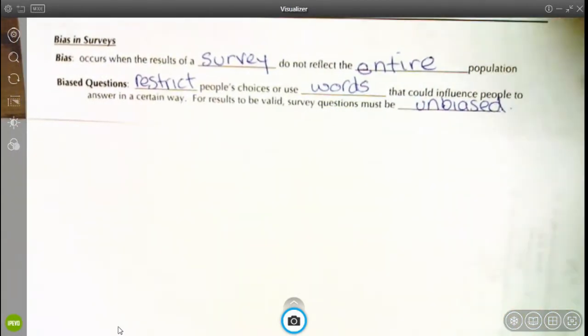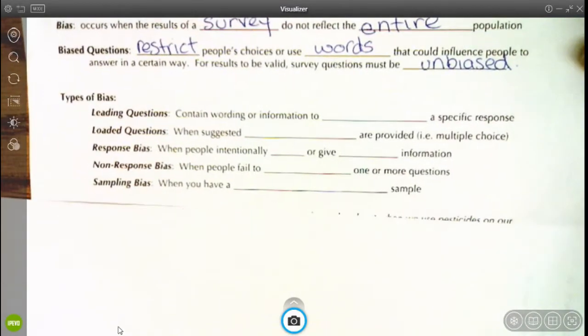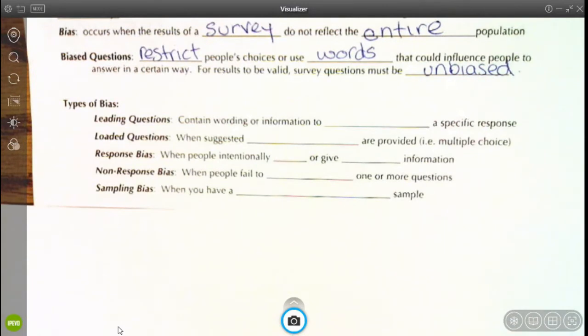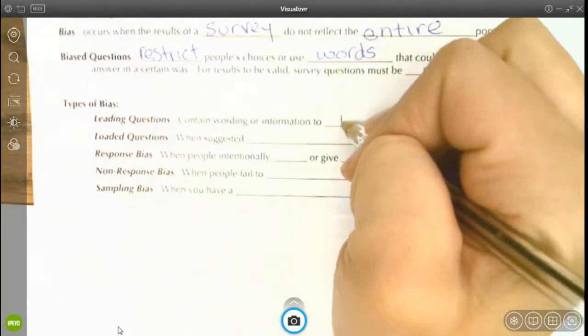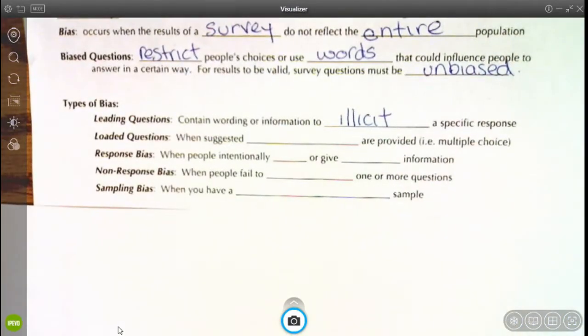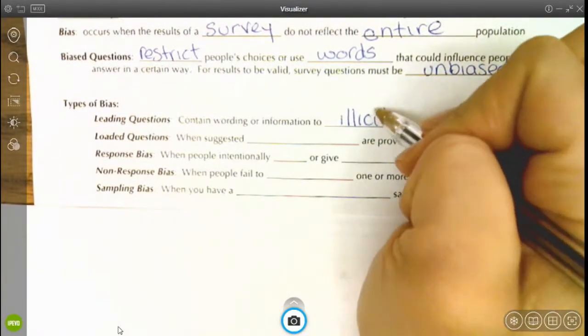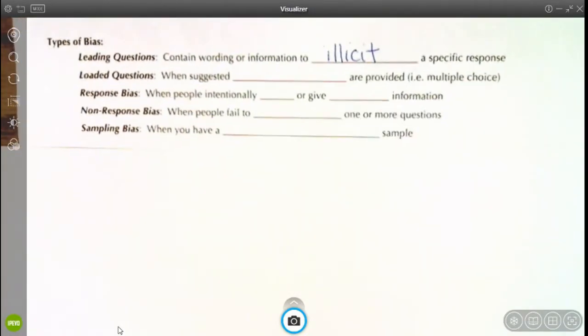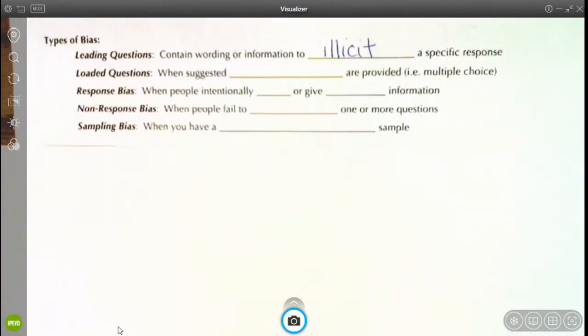Okay. There's different types of bias. We're going to go through each one. So the first one is leading questions. So when the survey includes questions that begin with maybe some sort of information to elicit or cause people to choose a specific response. Okay, so there might be some information at the beginning that encourages them to choose a certain answer.